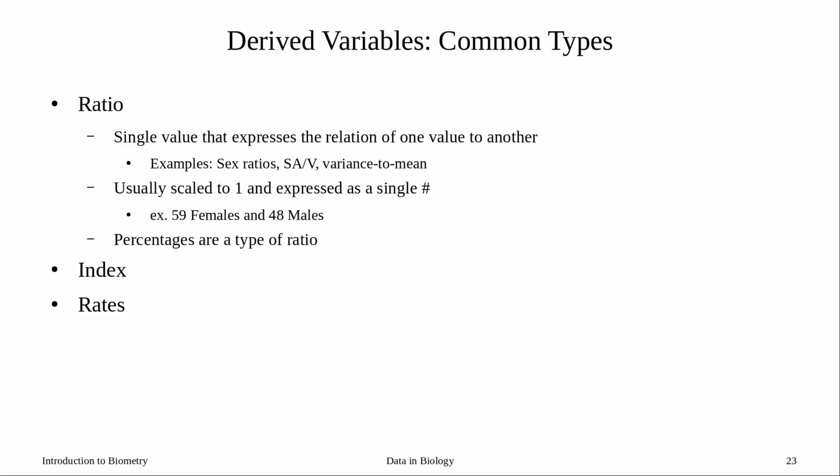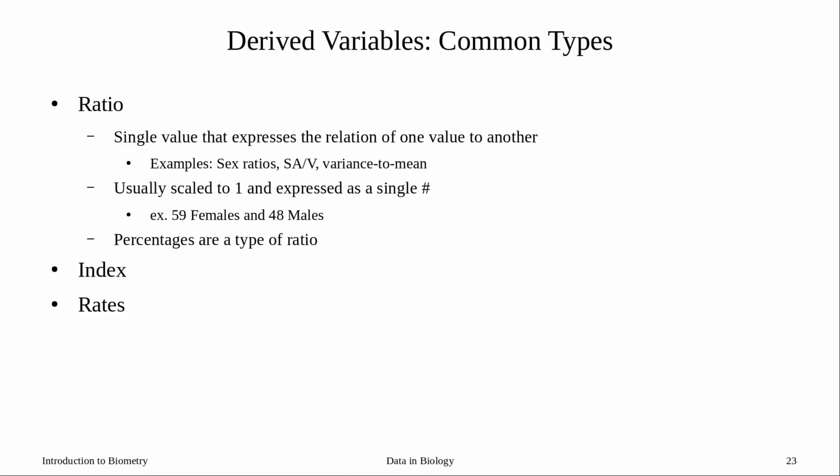Sex ratios, surface area to volume ratios, variance to mean ratios. These are all ratios. They typically have a ratio in their name. When working with ratios, we typically scale it to 1 and then express it as a single number. So with 59 females and 48 males, we don't say that the sex ratio is 59 to 48. What we normally do is do 59 divided by 48 to get a number. So if you did 59 divided by 48 on your calculator, you would get a ratio of 1.23. We would say sex ratio is 1.23 females to every one male.